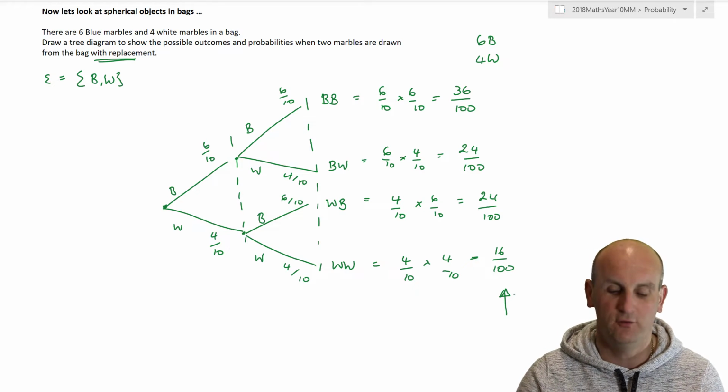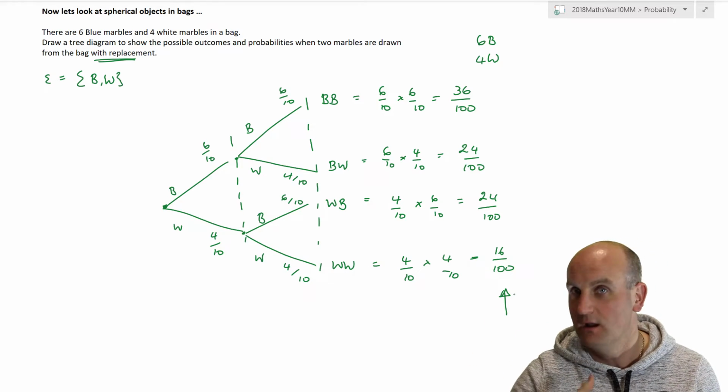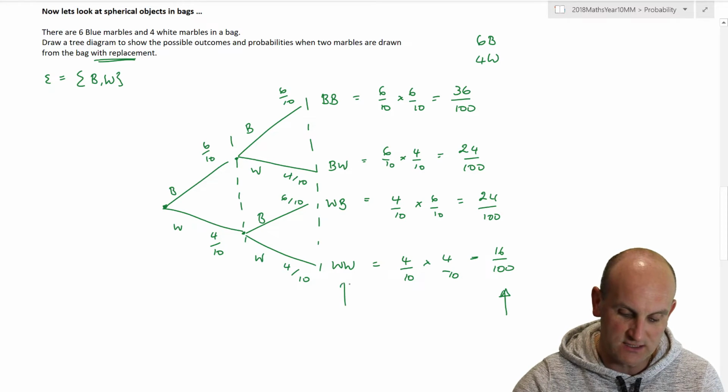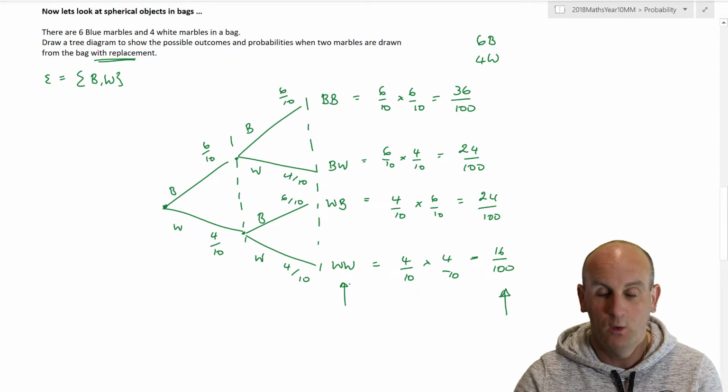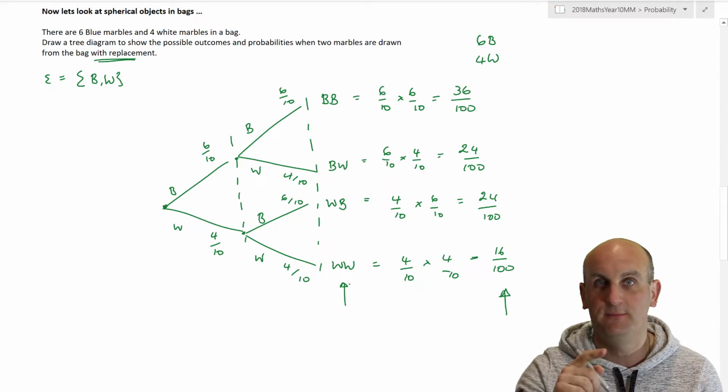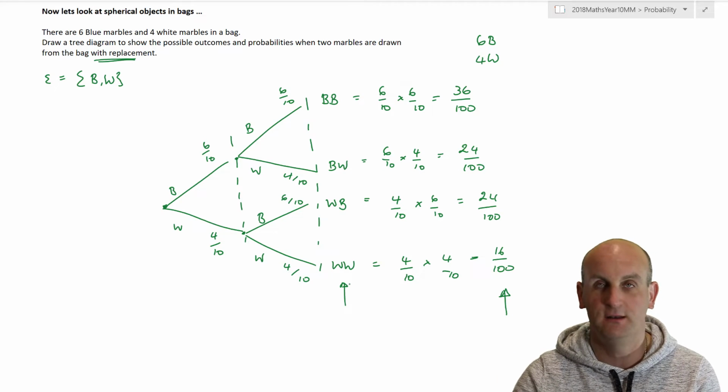And there we go, 100 out of 100. So I'm happy with that. That's literally done everything. And here is my sample space. If the question said to me, what was my sample space? I would be writing BB, BW, WB, WW.